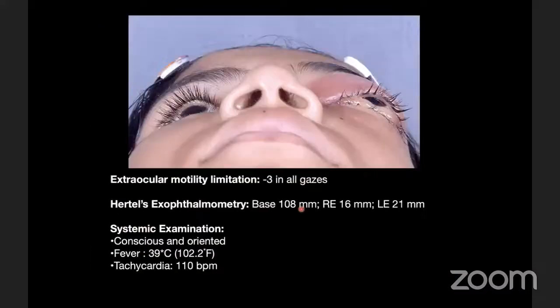So obviously, in this scenario, you would also expect restriction of the extraocular motility, and that was found to be about -3 in all gazes. And when we did a Hertel's exophthalmometry, we found that there was about 5 millimeter proptosis when we compared it to the other normal looking eye. And in the systemic examination, the child seemed to be conscious and oriented. She had a temperature of about 102 degrees Fahrenheit, and there was tachycardia with about 110.